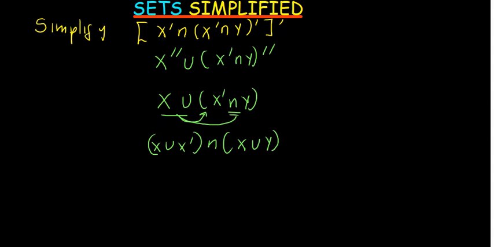Now we already said x union x complement: if you combine x with what is outside x, you get the universal set. Then intersection x union y. And we said any time the universal set intersects with a set, you get that same set. So this will give us x union y. This is the simplest form.